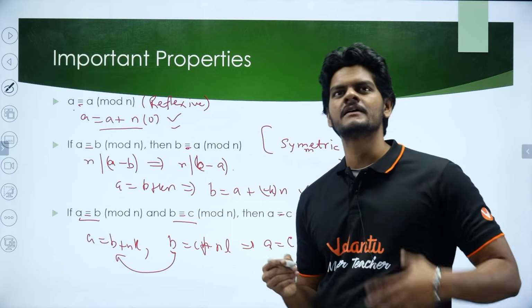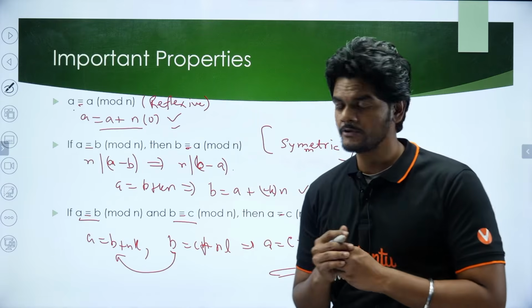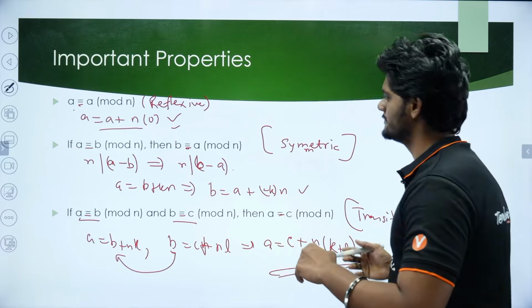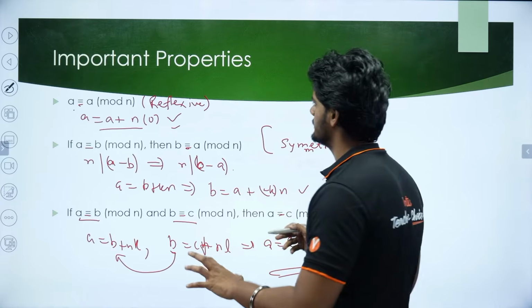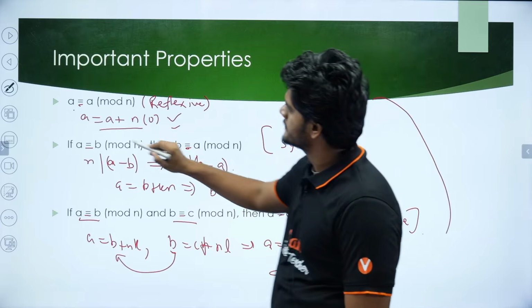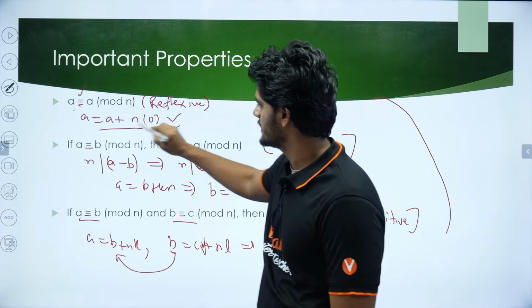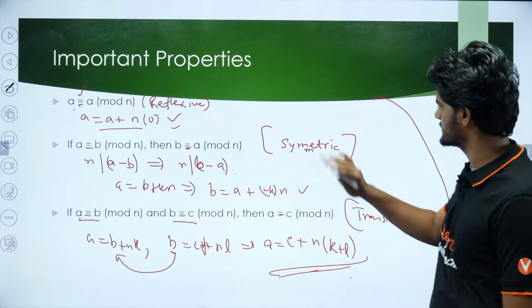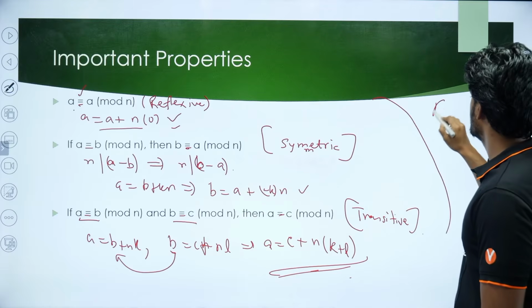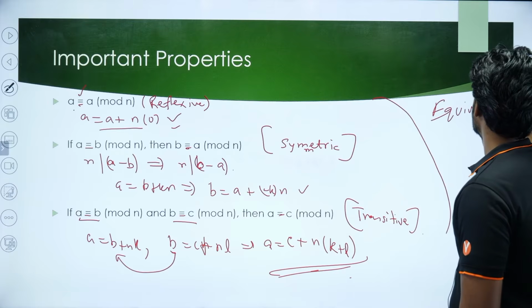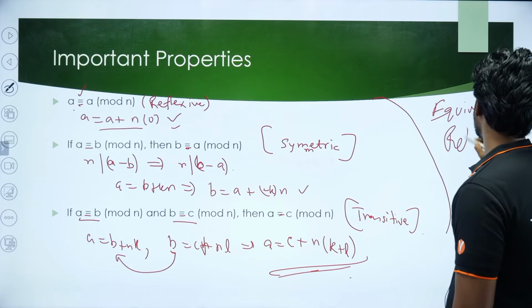We learn about equivalence classes and equivalence relations. That we will probably do later on when it is required. But if any relation between two numbers, like a congruency, follows these three properties, reflexive, symmetric, transitive, it is called an equivalence relation.